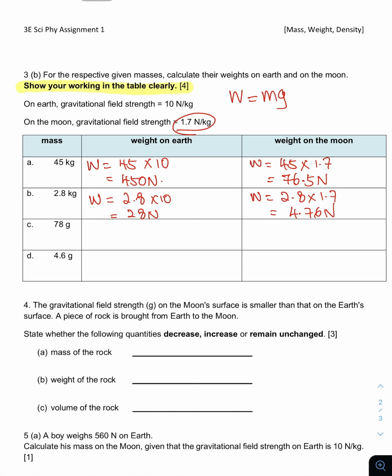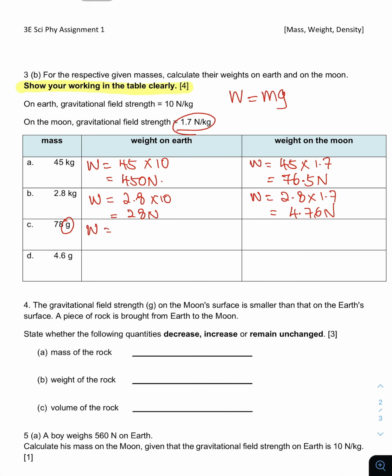Alright, for C and D, we need to be very, very careful. National exams are usually quite tricky. They tend to play around with units a lot. So you need to be very observant and look at what units are given to you and what units are required of you. So for C, over here, we are not given 78 kg, we're given 78 grams. So there is a need for us to convert this gram into kg before we calculate the weight using the formula. Of course we can put everything in one step.